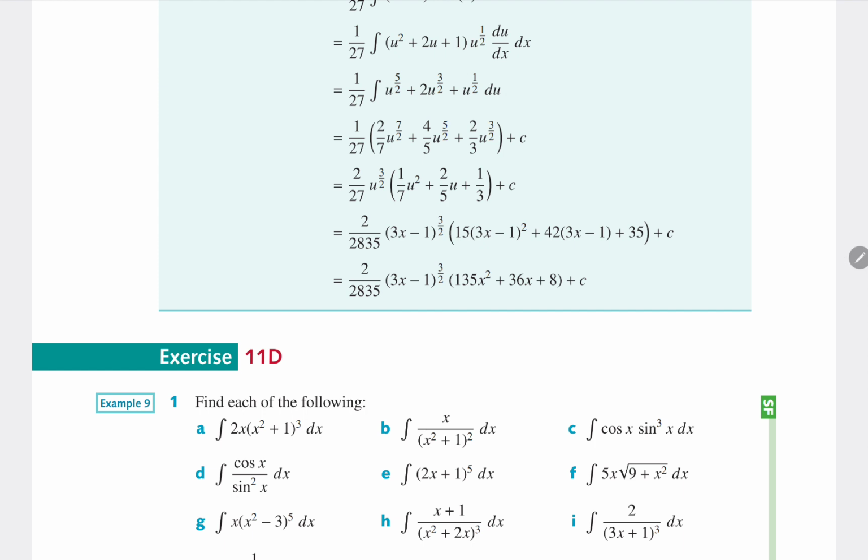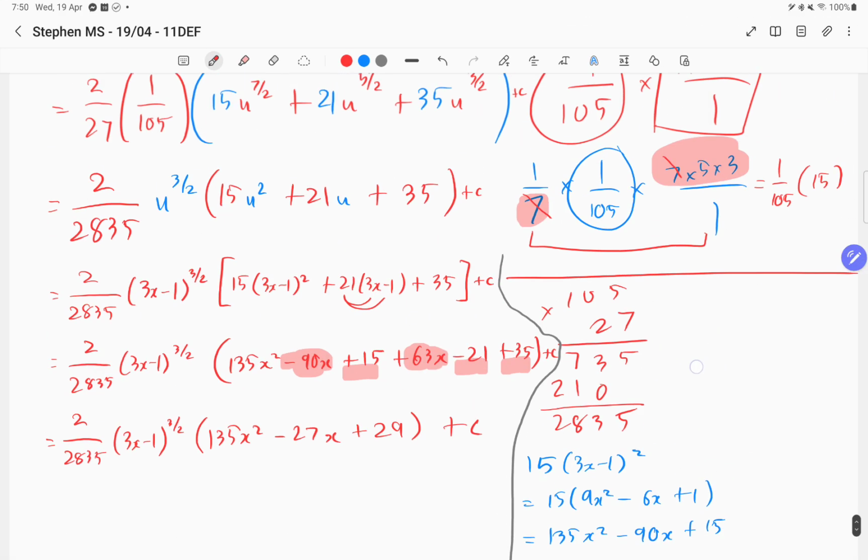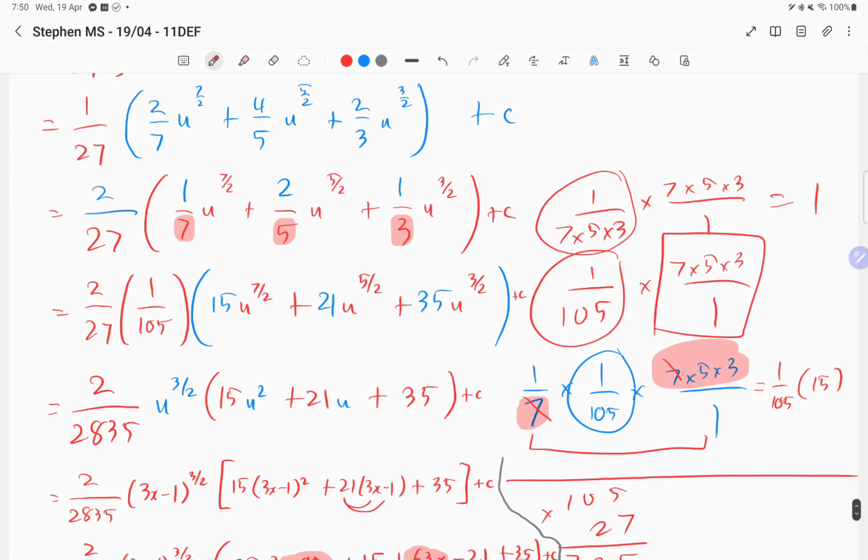Oh, I missed something. Plus 36x plus 8. So I got a 2 over 2835, right? 42, that's where it's wrong there, 42. Wait, hang on. Yeah, that was a mistake. Like this one, when you times it in, it was 21. When you said 21, I was like, oh, that's right. No, that wasn't right. I forgot the 2 here. It's 2 times 21, which is 42.